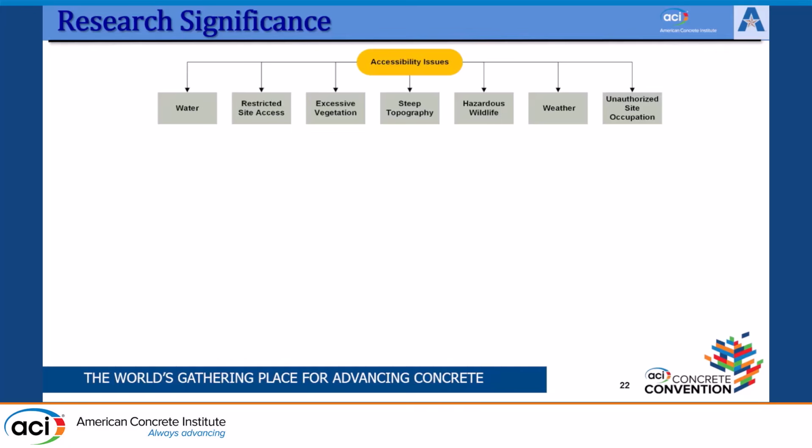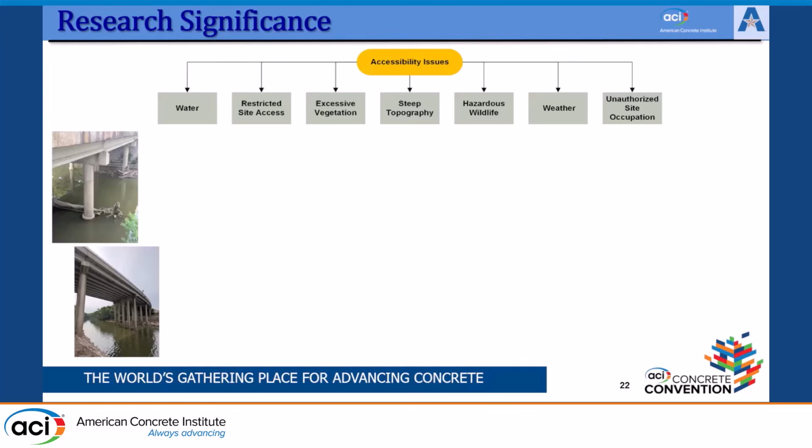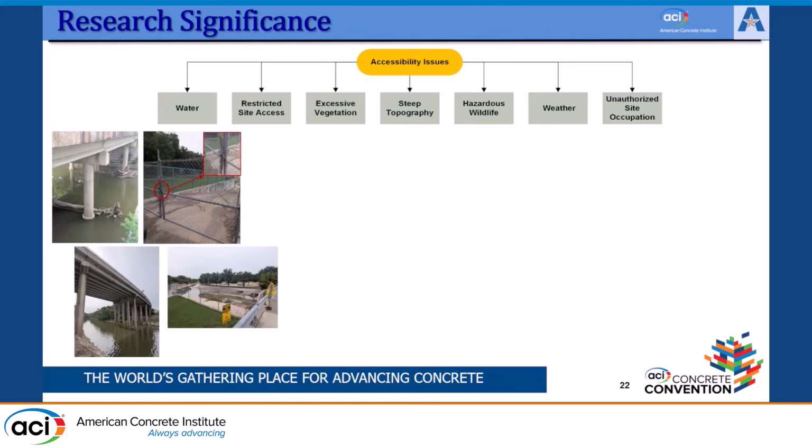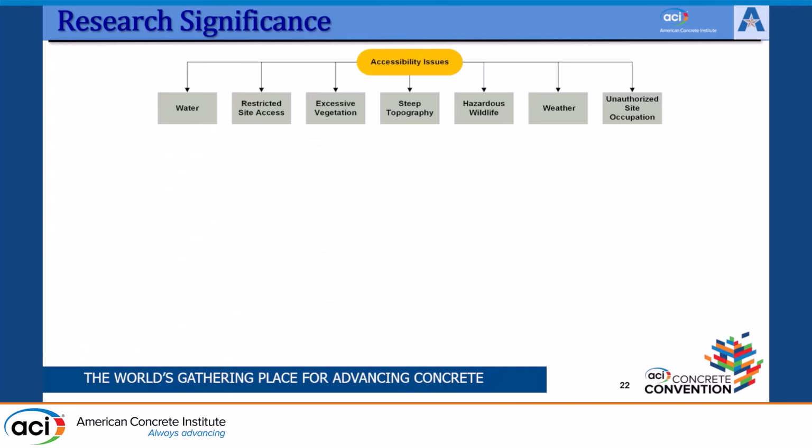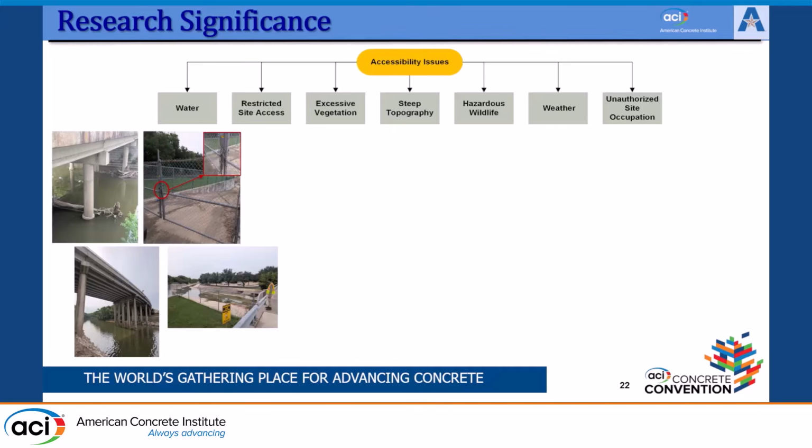For example, water could be a problem. When you go to the field and see that there is water around the piers, we couldn't do the testing by standing near the foundation. Maybe we need a boat or something. Something else came up like restricted site access. We go to the field and it's locked and we couldn't access. We need to go to the maintenance or area office, which takes so much time to give us the access.